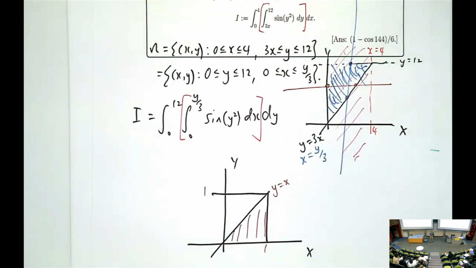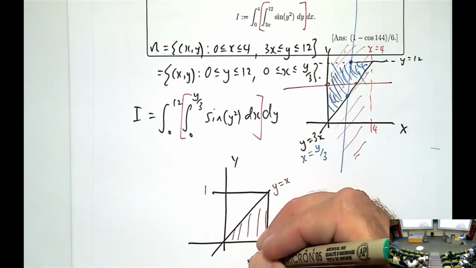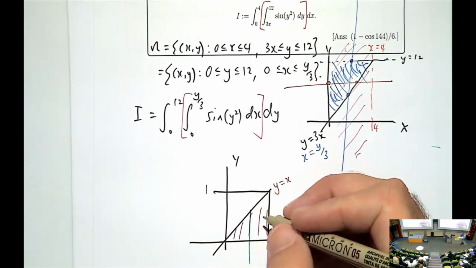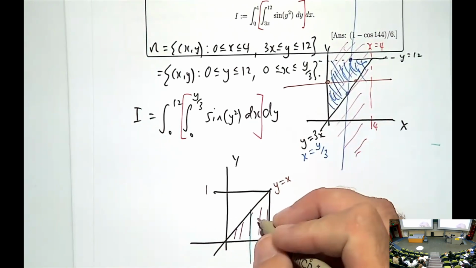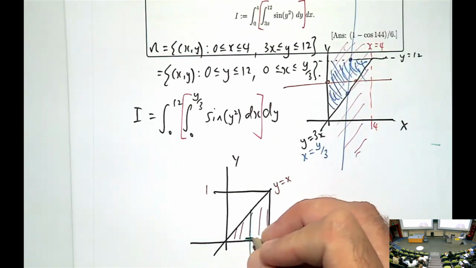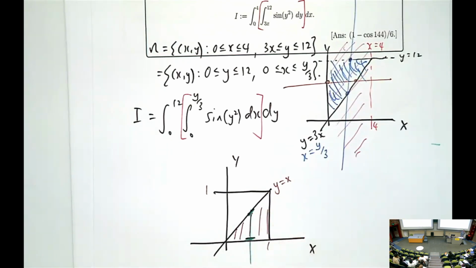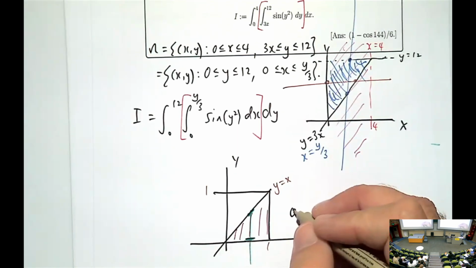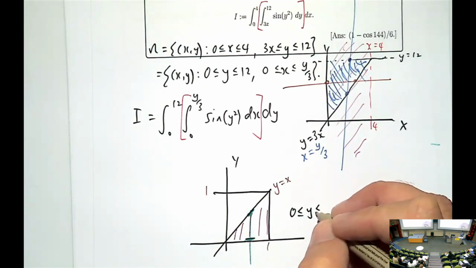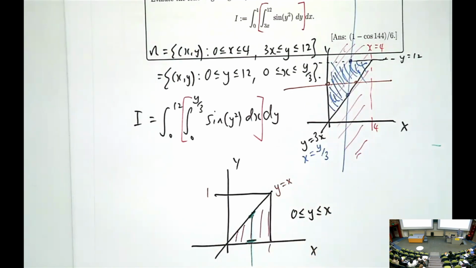If I'm using my y, remember, y is the vertical direction or the vertical axis. It lies above this and below this. So it's trapped. Would you agree?